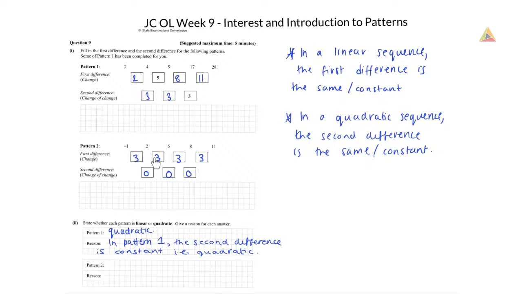Okay, so for pattern 2, so let's look at pattern 2 again. The first difference was the same. The second difference is just nothing. So the first difference is all 3, which means that this must be linear. So the answer to the second one there, that pattern is linear. So the reason is, in pattern 2, the first difference is constant, i.e. linear.